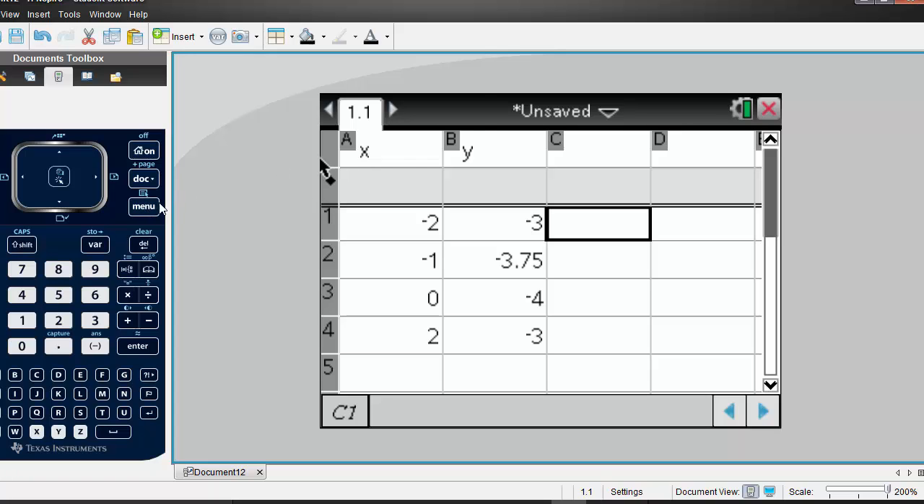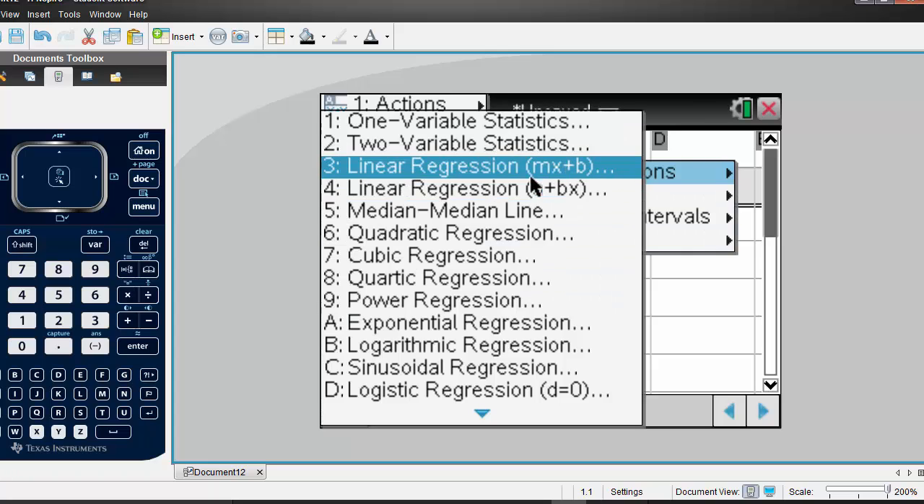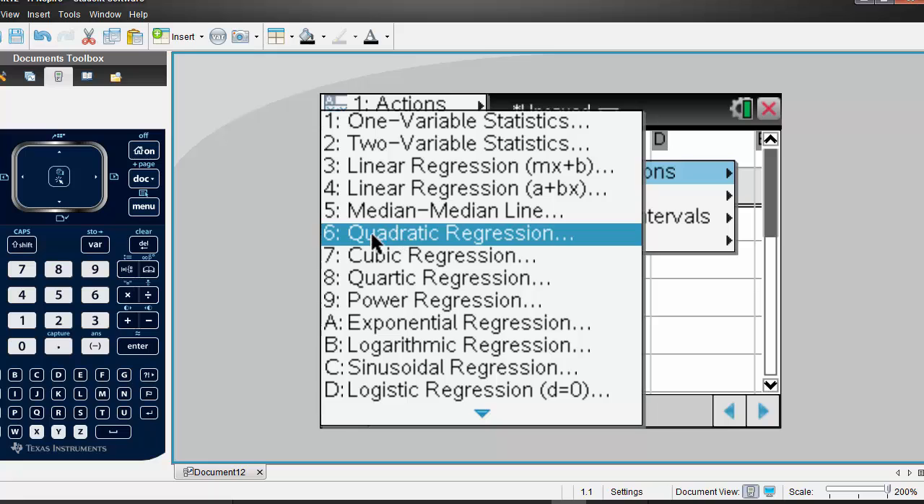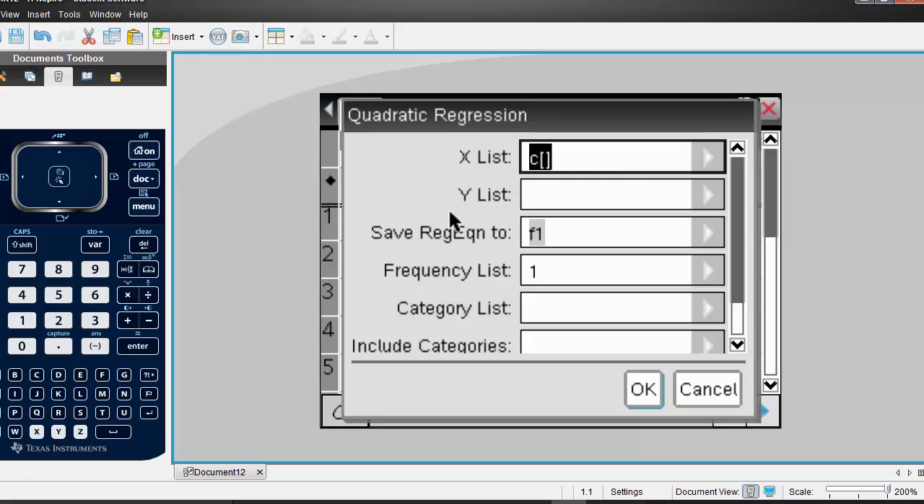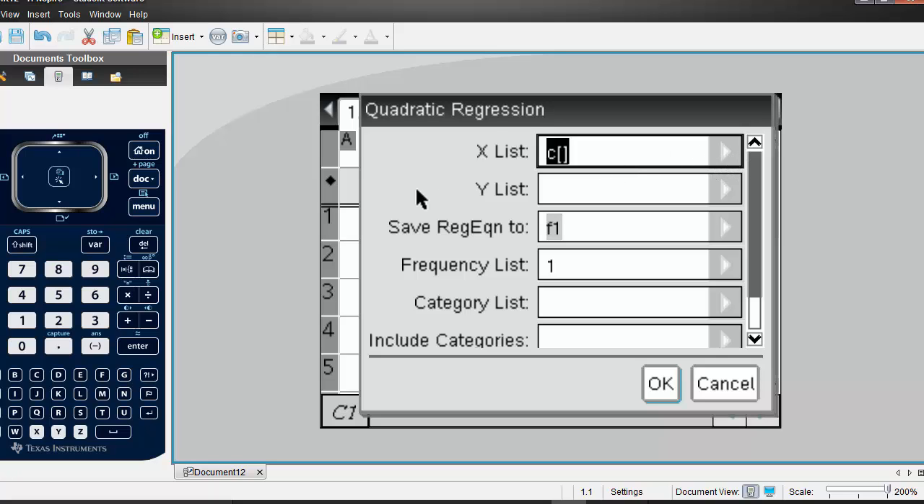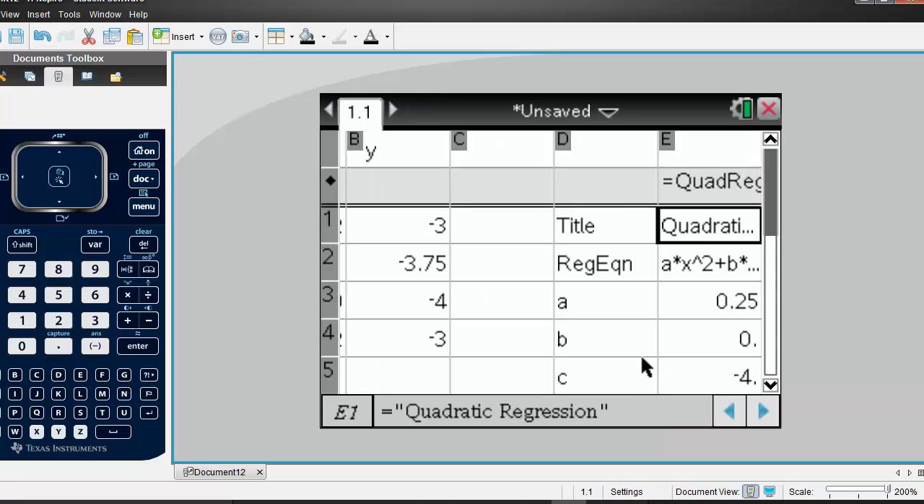So now that I have this table inserted, I'm going to go to Menu, Statistics, Stat Calculations, and I'm looking for one that says quadratic, and there it is. The question tells me it's quadratic, so this is what I'm going to select. Now it's going to ask me, what did you call your X list? I called my X list X. That's what I labeled it on top. So if I hit the drop down, there it is waiting for me. It's already stored. The Y list is Y, and I'm going to store this regression into the function f1. And then I hit OK.